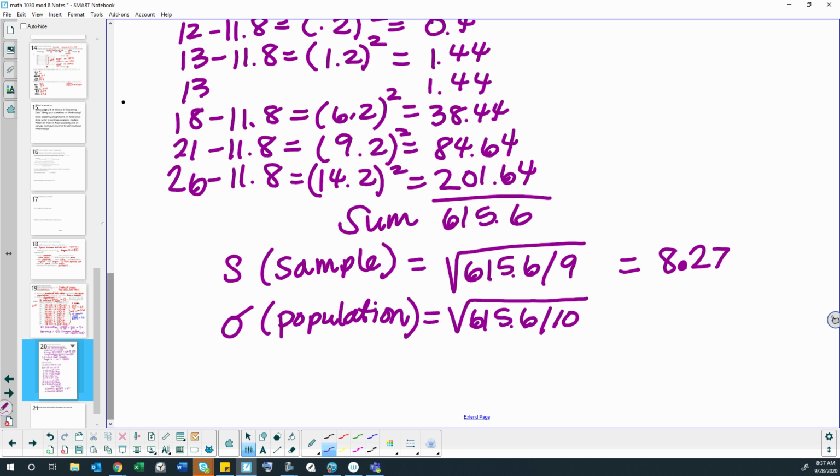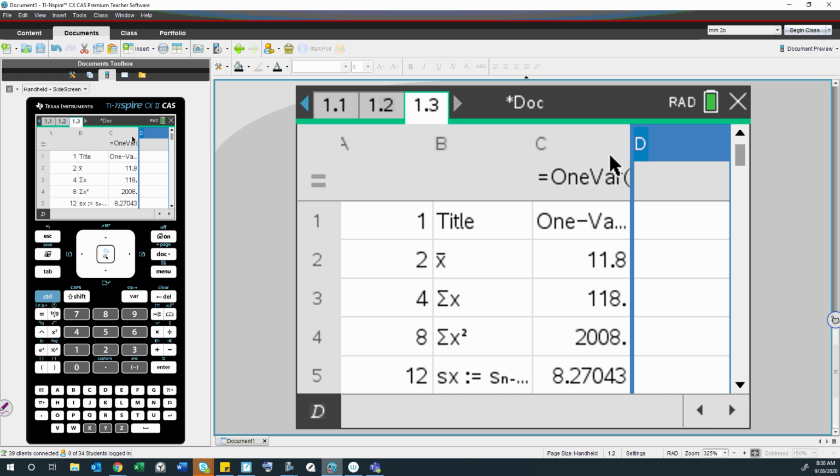7.84. Okay. The reason I decided to do both of those is then I used a calculator. So let's go through the calculator process. I can start over so you can see what I did.